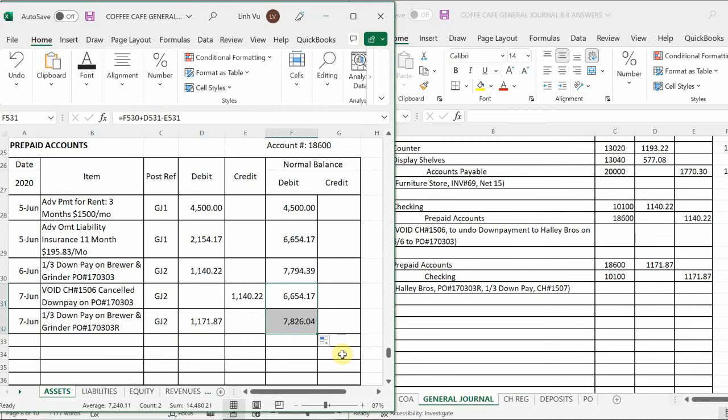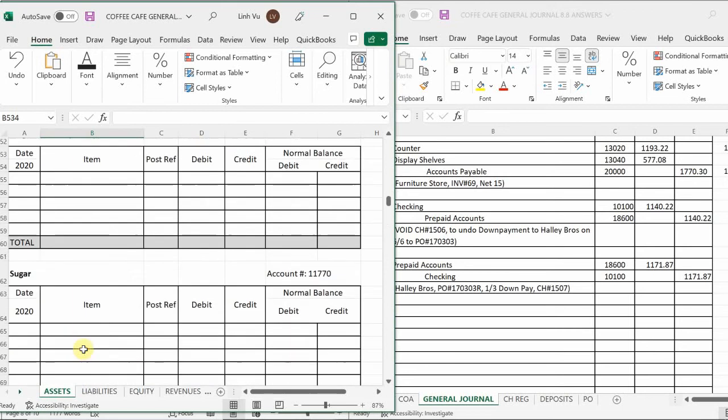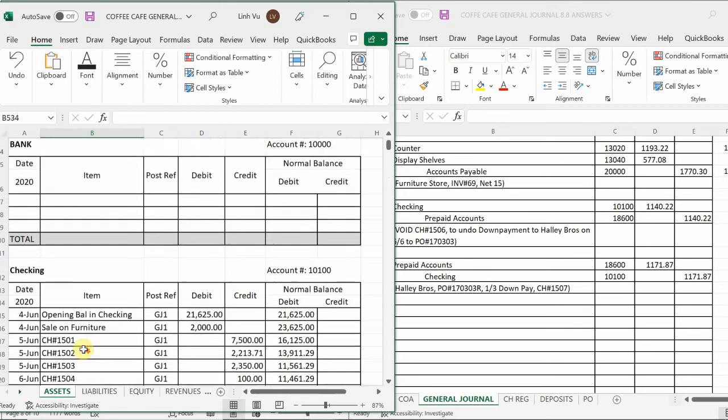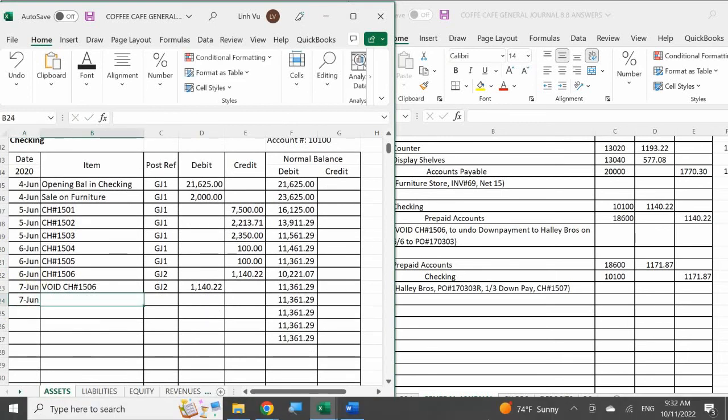Okay? And of course, I have to go back all the way up to my checking to update that amount because I cut a brand new check. So I need to make sure how much money I should have in my checking account. In this case, check number 1507, general journal page 2, and this time I cut the check for $1171.87. And that should drop your checking account to $10,189.42.